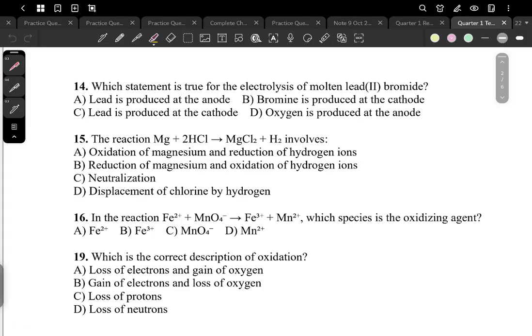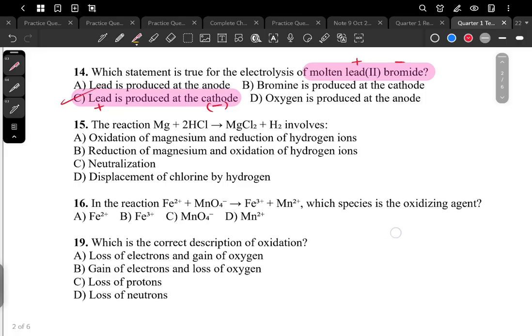Question 14. Which statement is true for the electrolysis of molten lead bromide? Molten, so lead and bromide exist. This is positive, this is negative. Lead produced at the anode, this is incorrect, because lead is positive, anode is positive, so it's incorrect. Lead is produced at the cathode, yes, this is correct, because lead has a positive ion because it's a metal, and the cathode is negative, so this is a correct answer.